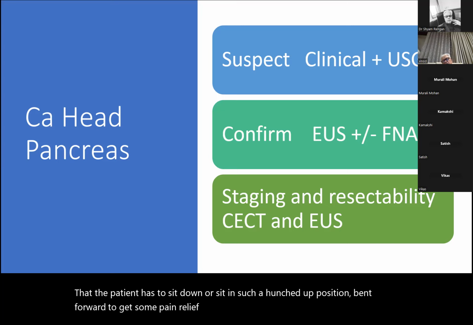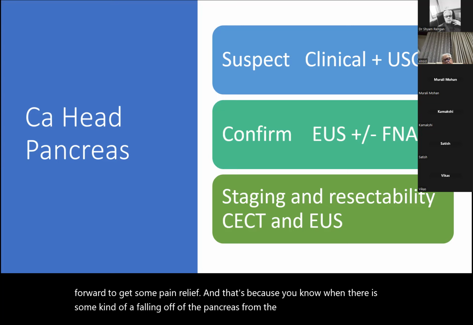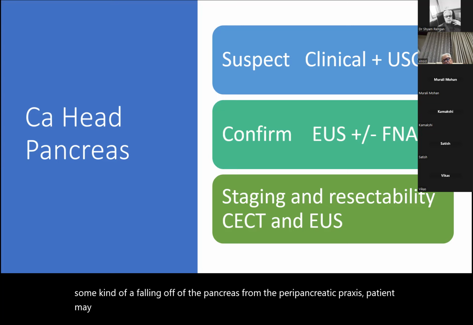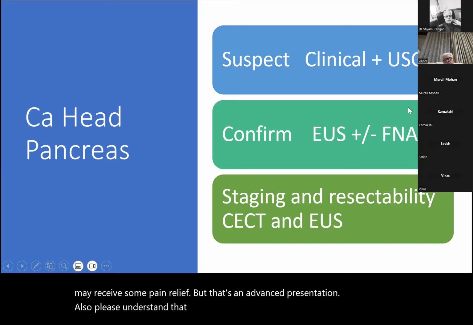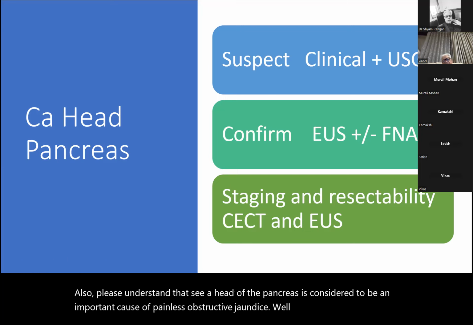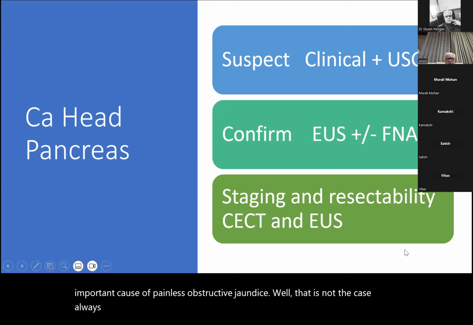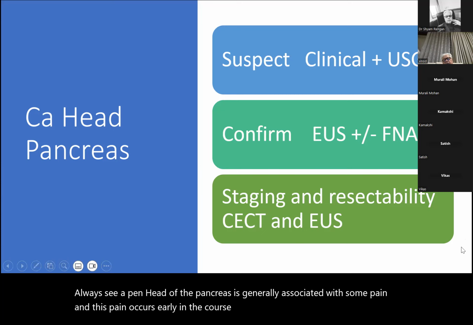And that's because, when there is some kind of a falling off of the pancreas from the peripancreatic plexus, patient may receive some pain relief. But that's an advanced presentation. Also, please understand that CA head of the pancreas is considered to be an important cause of painless obstructive jaundice. Well, that is not the case always. Head of the pancreas is generally associated with some pain, and this pain occurs early in the course, unlike periampullary cancer.